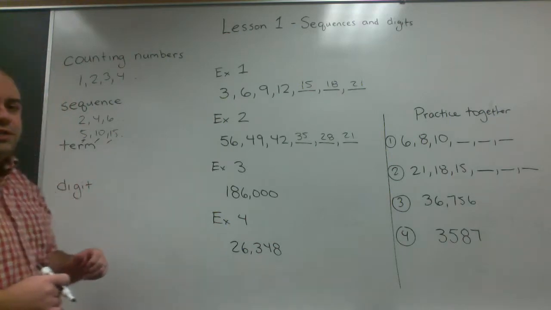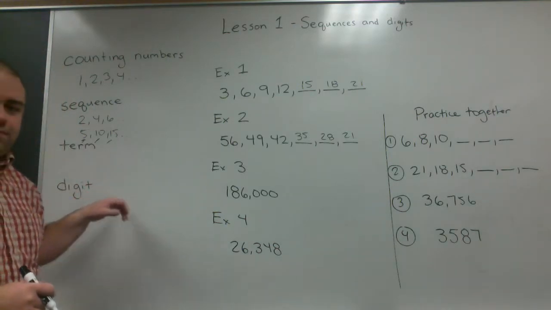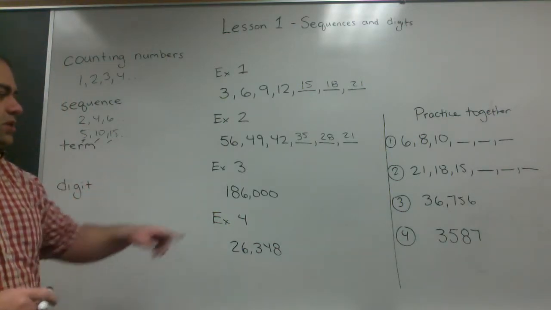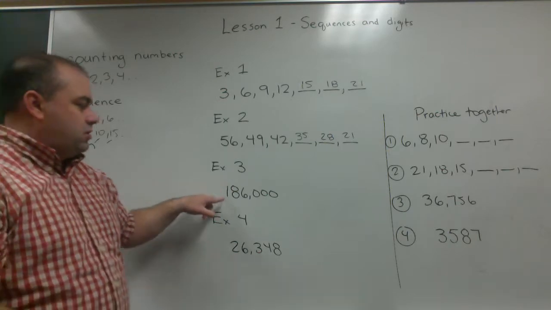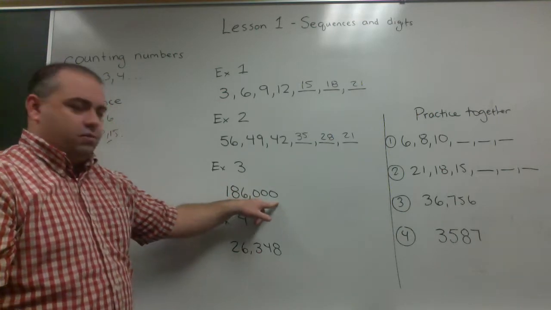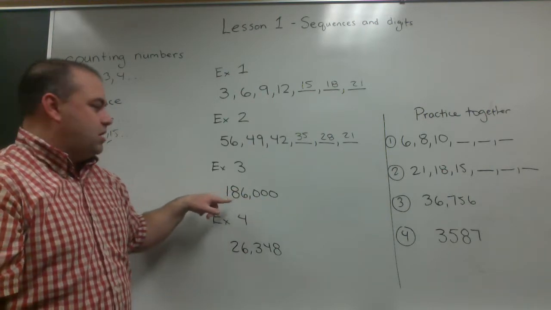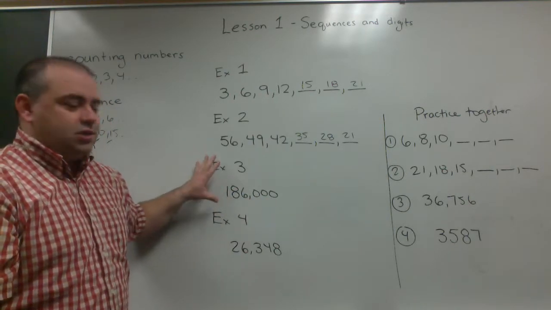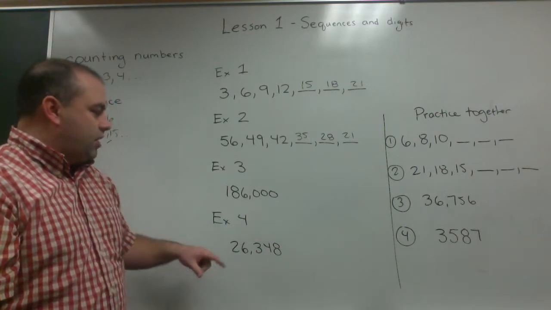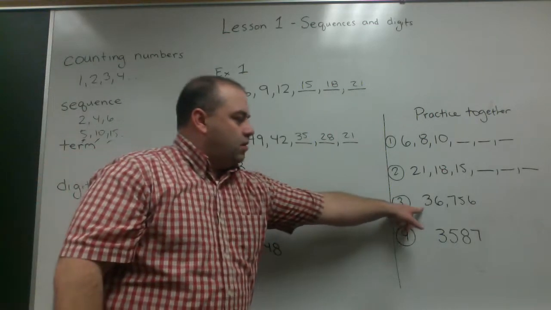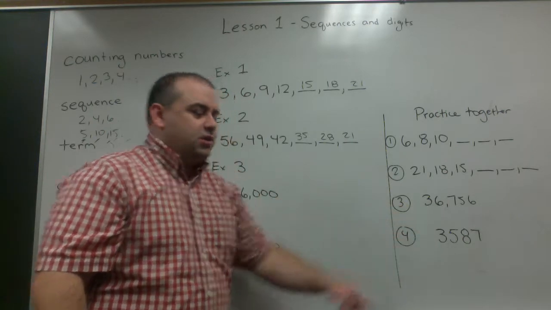Next we'll talk about digits. A digit is just a fancy word for any number. So in this case, for example 3, you'll notice there's 186000. There are 6 numbers that make up this entire number, 6 digits. So the answer for this one, if they ask you how many digits, would be 6. We also have, well, let's look over here quick. It's going to look just like this one when we get there for practice.